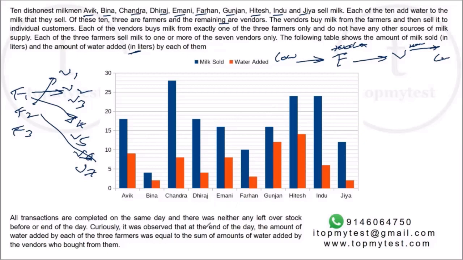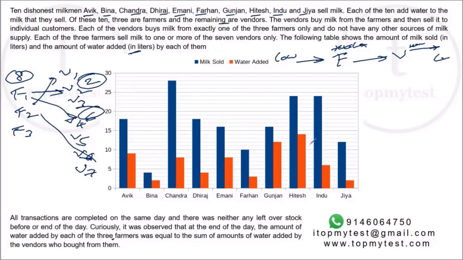Curiously, it was observed that at the end of the day, the amount of water added by each of the three farmers was equal to the sum of the amounts added by the vendors who bought from them. So suppose vendor 1 adds 2 and vendor 4 adds 6 liters of water. Not milk, water. So farmer 1 has basically added 8, that is 2 plus 6, 8 liters of water when he sold to these two people. So this is a way to figure things out.